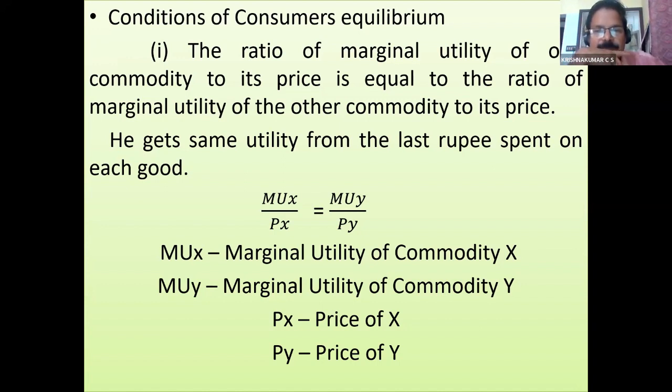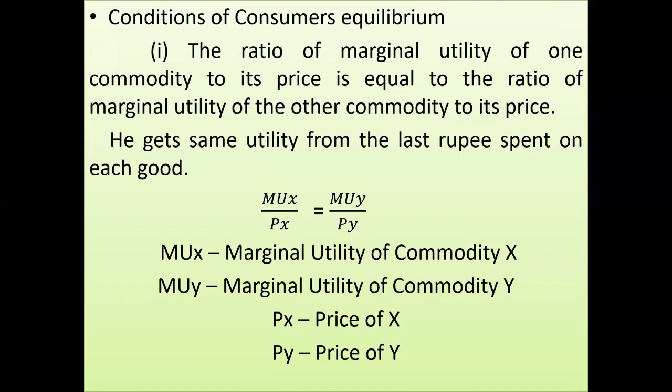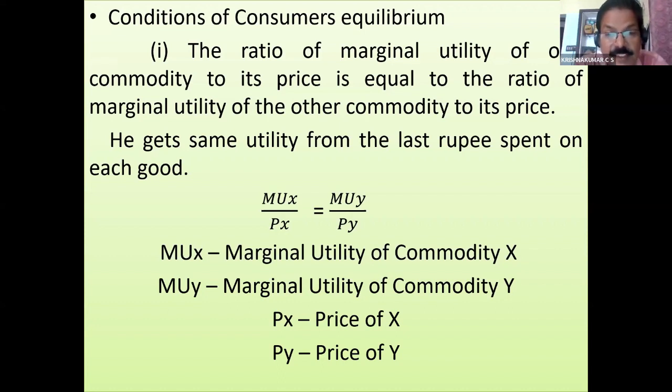What will happen? Which one will increase? The consumer getting more marginal utility. Which commodity will he increase the consumption of? More X, less Y. Yes, he will increase the consumption of X and he will reduce the consumption of Y. As a result of that, MUX by PX will fall and MUY by PY will rise. This will go on until both become equal. I hope it is clear.